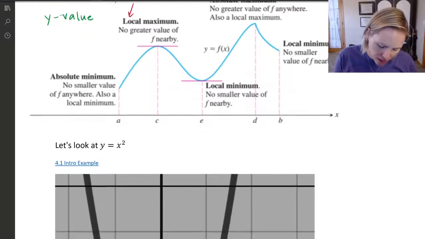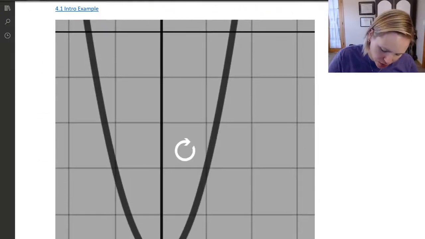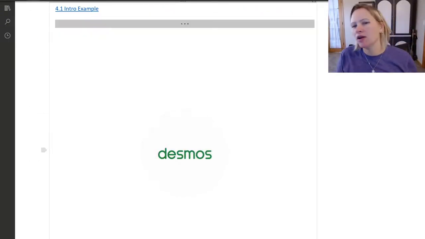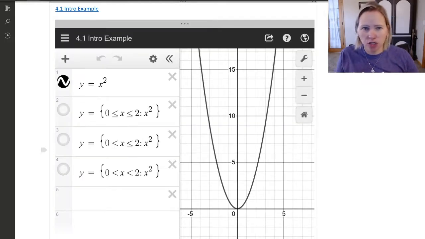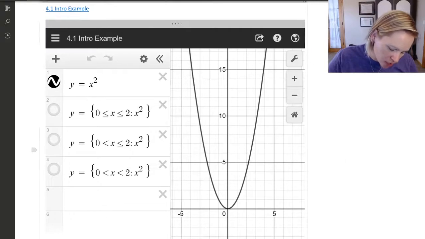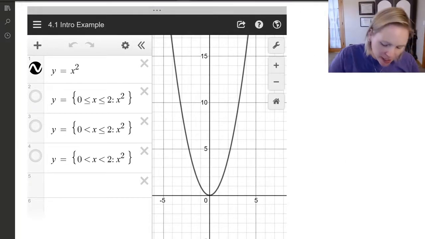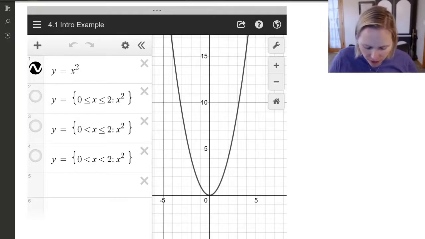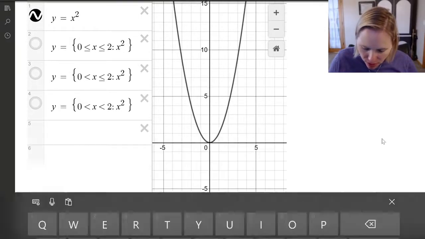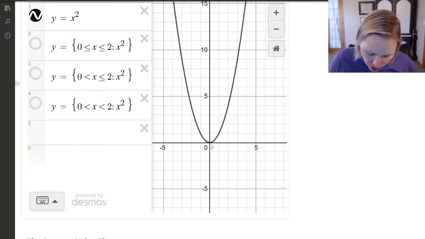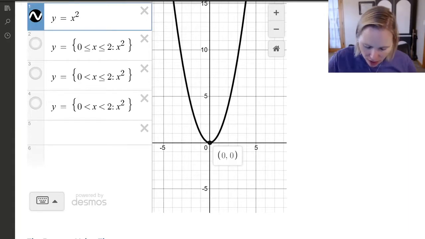So now that we have that out of the way, let's take a look at an example here. And we're going to talk about how when we consider different intervals, we have different situations for the same function. So looking at x squared, here's the graph. It's a nice little parabola. It's really easy to see that x squared definitely has an absolute minimum value here. And so when I look at the graph, there's my minimum at (0, 0).